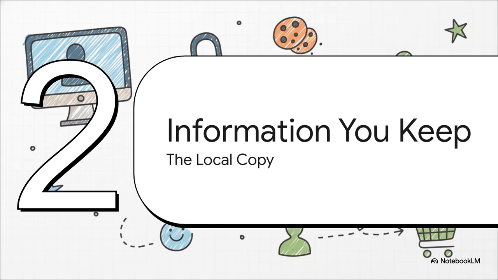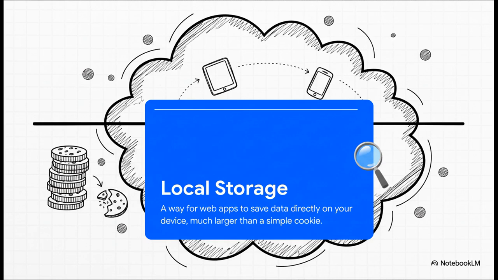All right, so not everything gets kept in that one giant central filing cabinet. Sometimes it just makes more sense to store things a little closer to home, right on your own device. And this brings us to our third core concept, the local copy. Think of local storage as kind of like a superpowered version of a cookie. It lets a website save a pretty big chunk of data right there in your browser. This is actually what lets you use some web apps even when you're completely offline.